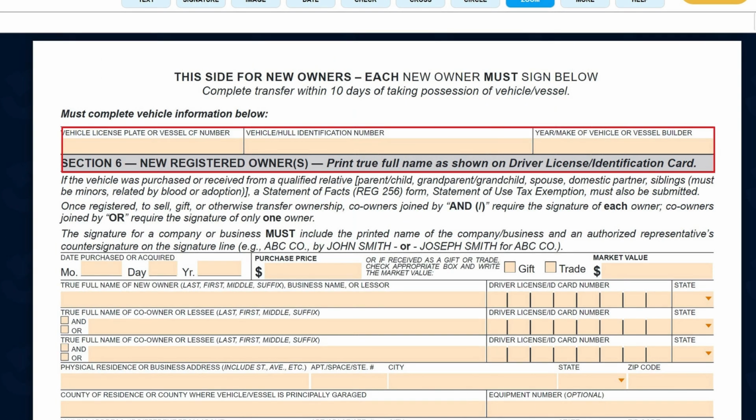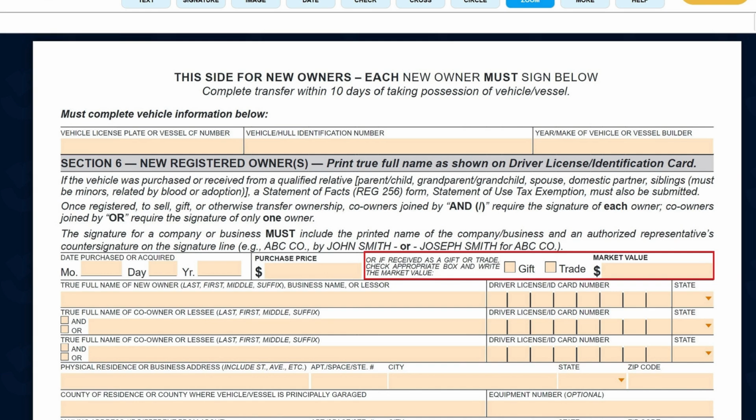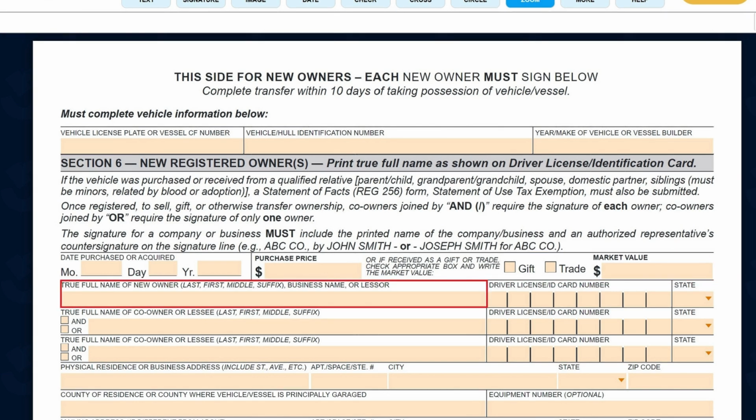if applicable. For the sixth section, please indicate the following information. Date when the vehicle was purchased or acquired, its purchase price, if received as gift or trade, kindly indicate the market value, true full name of the new owner, along with the driver's license number, and the state where it was issued. Please provide the same set of information if there are other owners.